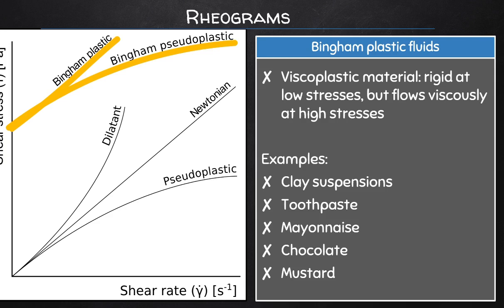So you can imagine if you are hitting a bottle of tomato sauce to try and get the tomato sauce out, it doesn't want to flow initially, and then all of a sudden it comes out in one big splurt, okay, because it required a certain shear stress. And the same goes for clay slurries, toothpastes, mayonnaises, chocolates, and mustard.